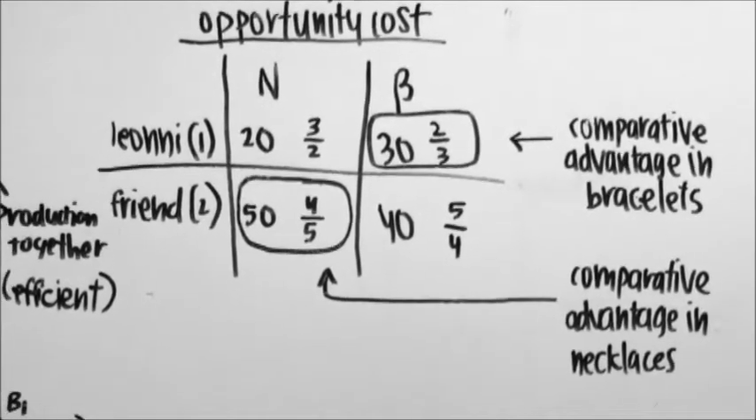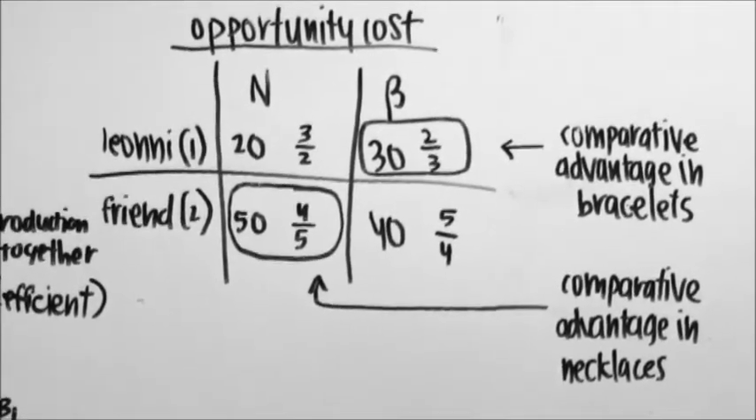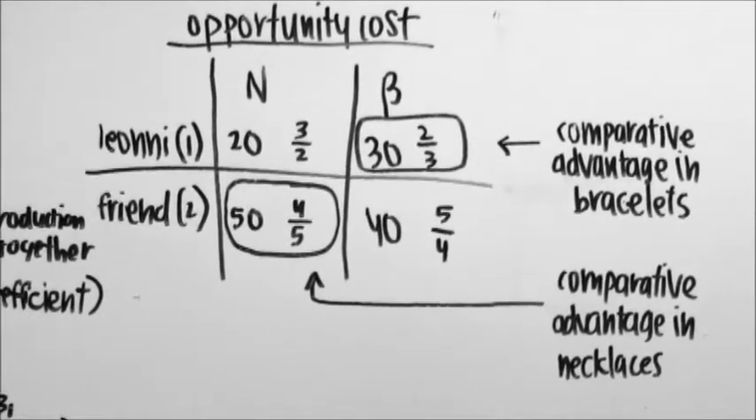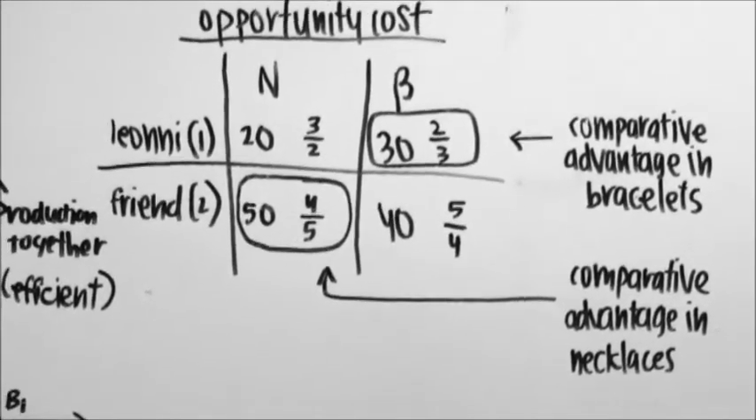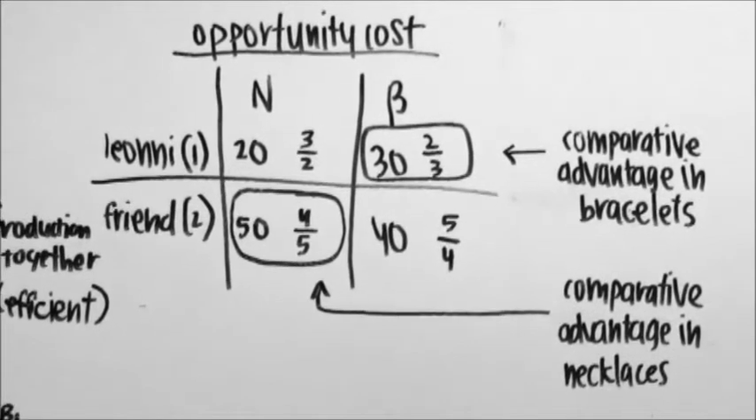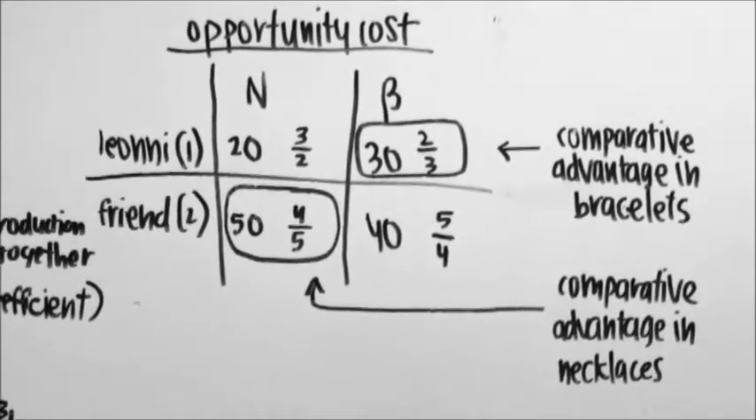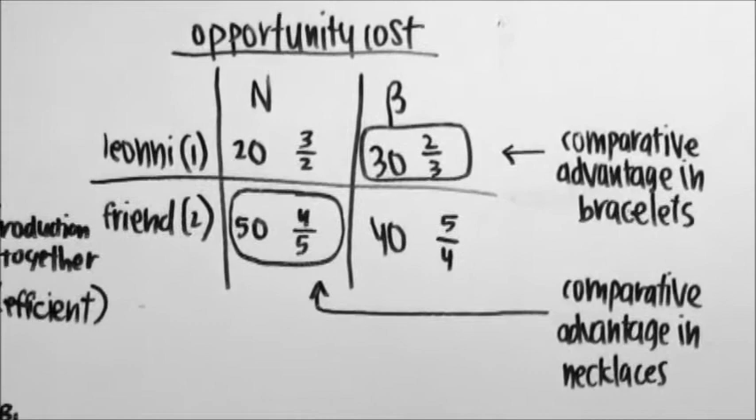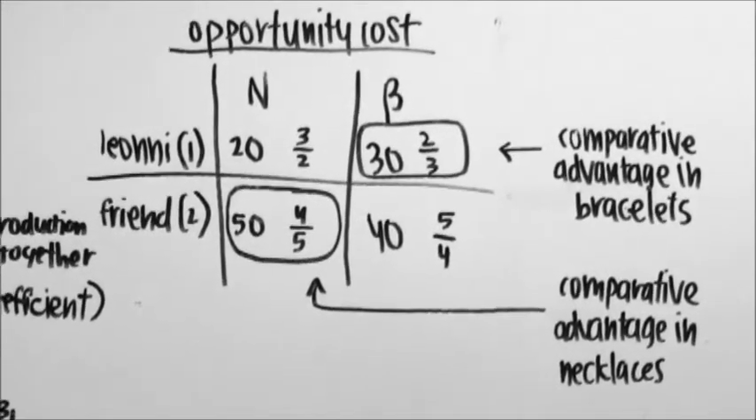My friend, on the other hand, has an opportunity cost of making 0.80 bracelets for every necklace and 1.20 necklaces for every bracelet. This means that compared to my friend, I give up less to make bracelets, and she gives up less to make necklaces. I have a comparative advantage in making bracelets, and she has a comparative advantage in making necklaces.